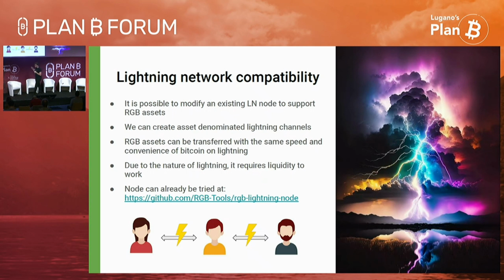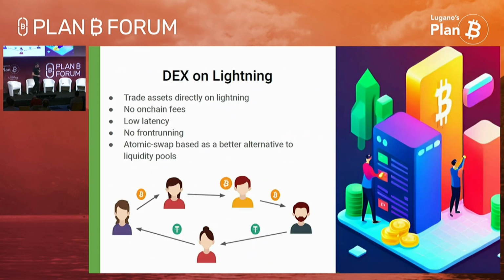So you can go on our GitHub. We actually have a GitHub organization called RGB Tools, where we have all our developer tools, and we also have the Lightning node called RGB Lightning Node, which you can try and create your own asset, issue it, and create Lightning channels denominated in such asset. On top of that, once you have multiple assets on Lightning, you can also create a decentralized exchange on Lightning, or an atomic swap protocol, where you can atomically exchange two assets on top of Lightning.